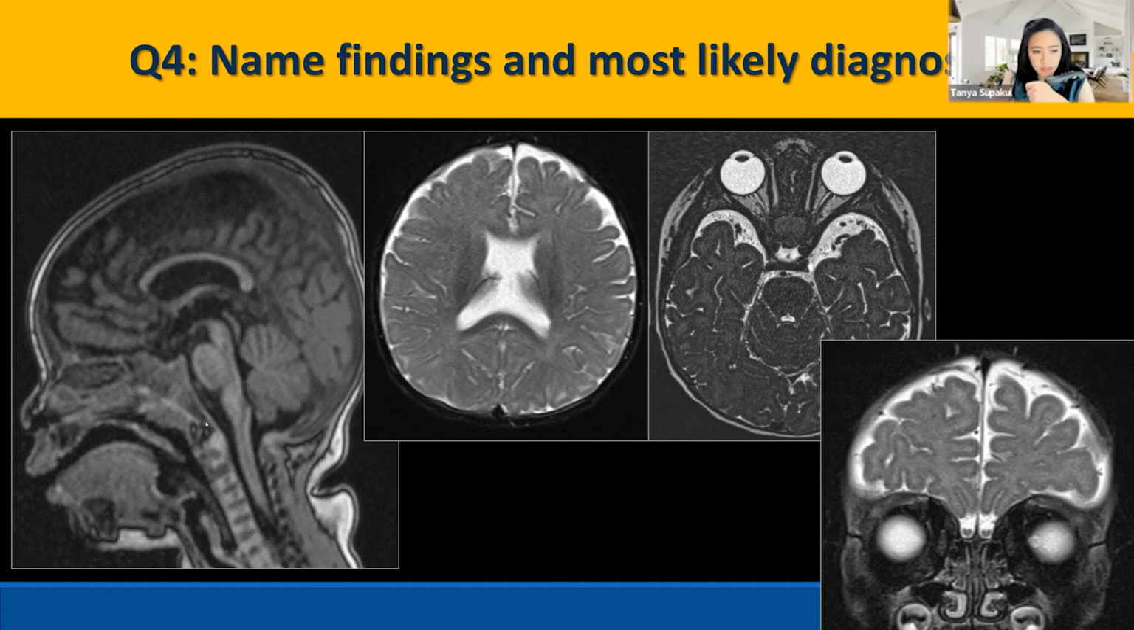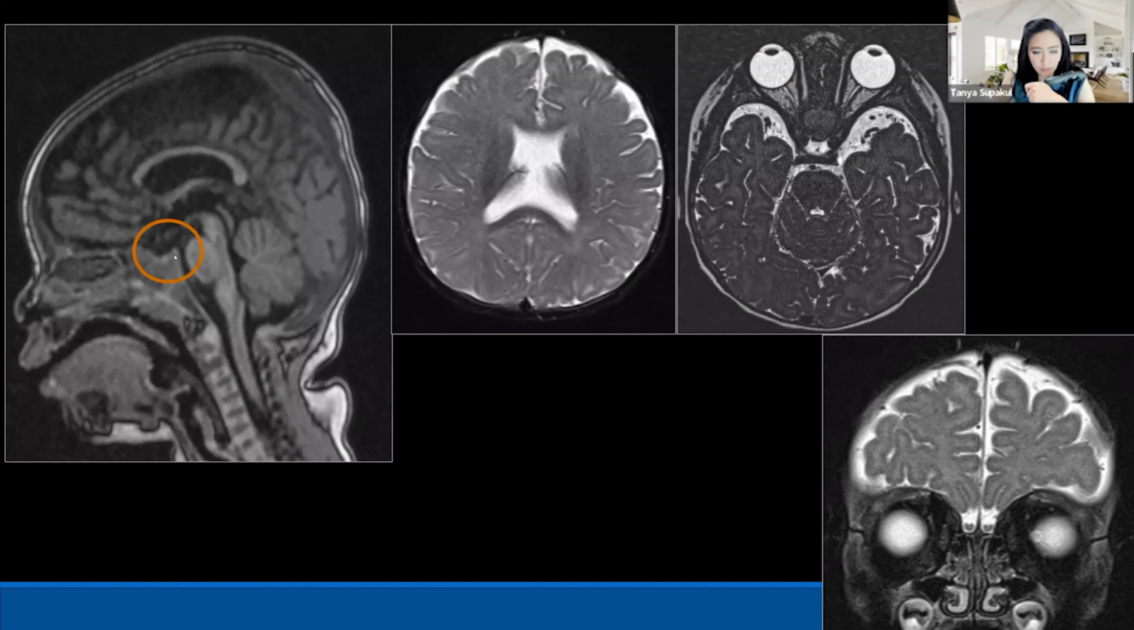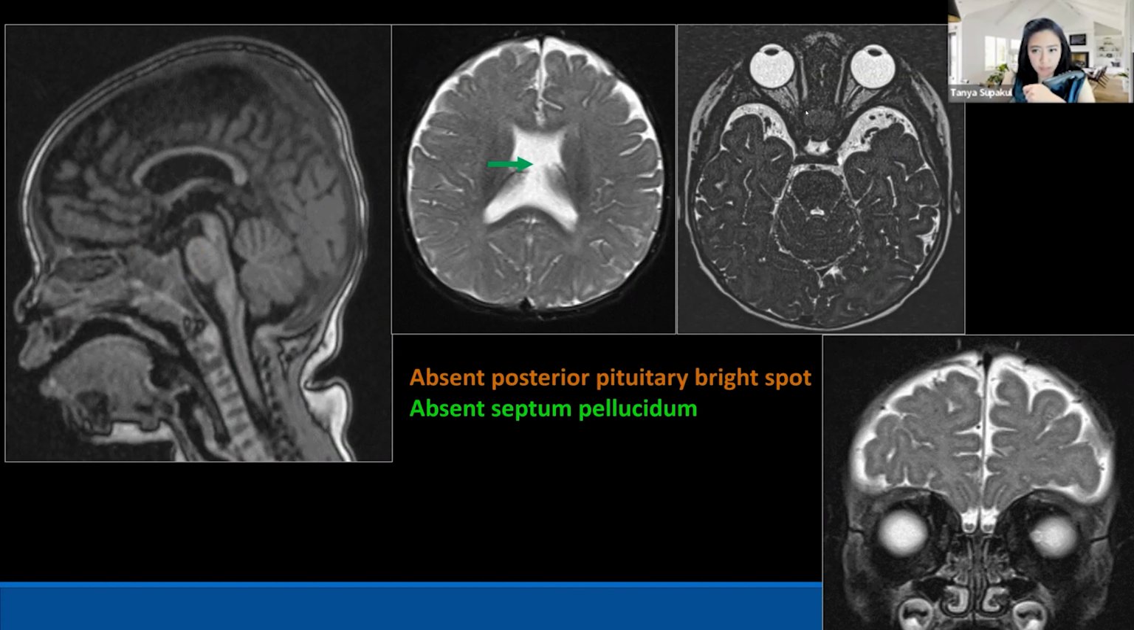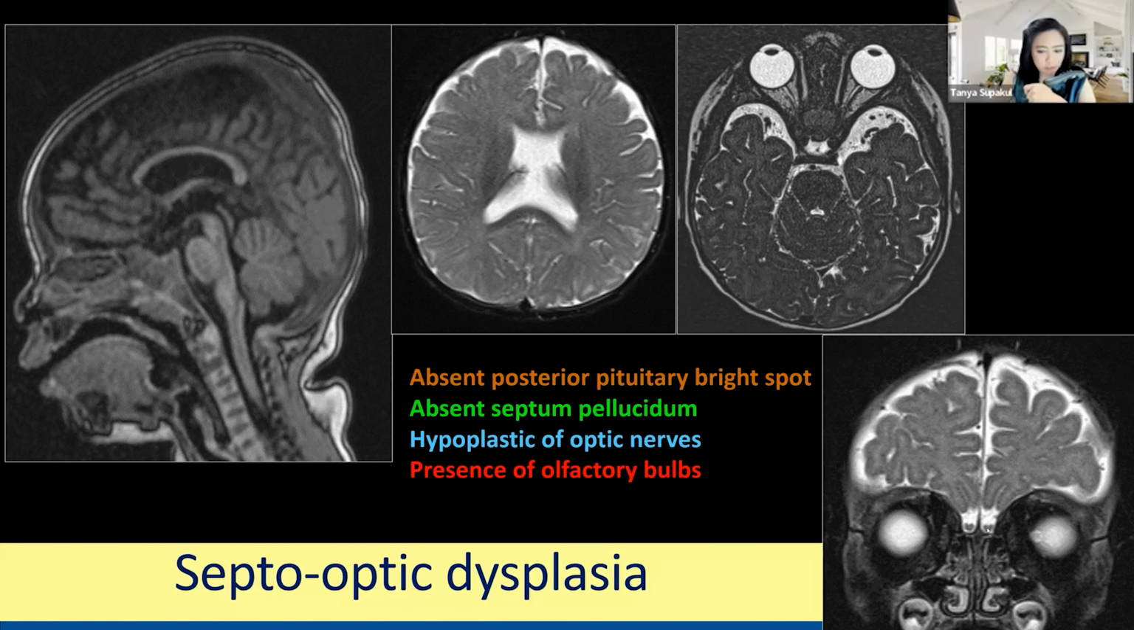Yes. So this is an absence of the posterior bright spot, absence of the septum pellucidum, and hypoplasia of the optic nerve. I'm just trying to show you that we see bilateral olfactory bulbs. Okay, so this is septo-optic dysplasia.